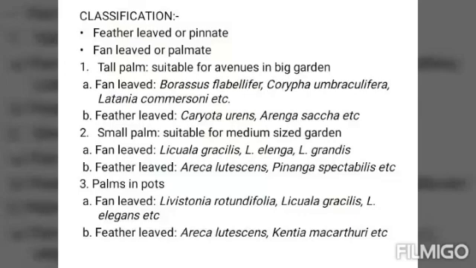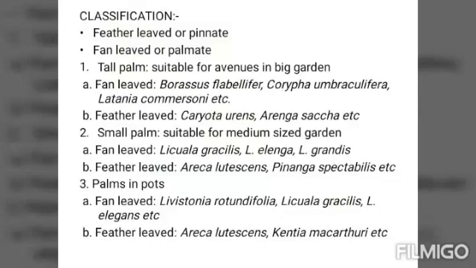Okay, second we'll discuss the small palms. Small palms are mostly suitable for a medium size garden. If you have a medium size garden, you have to use these small palms. Now again you divide it into two, that is fan leaf and feather leaf. In fan leaf, the examples are Licuala gracilis, Licuala elegans, and then Licuala grandis. And for feather leaf, the examples are Areca lutescens and then Pinanga spectabilis, etc.